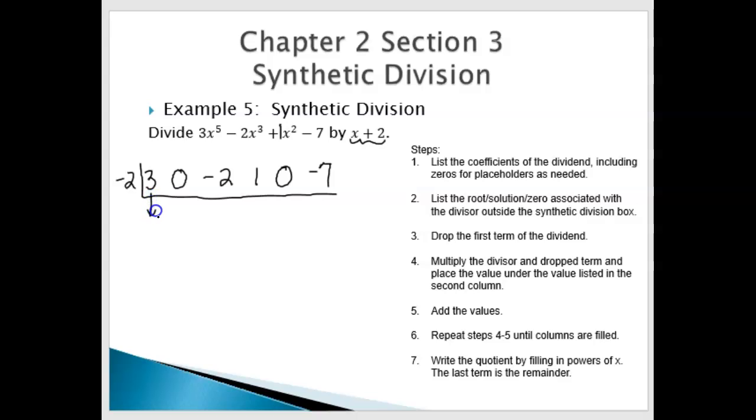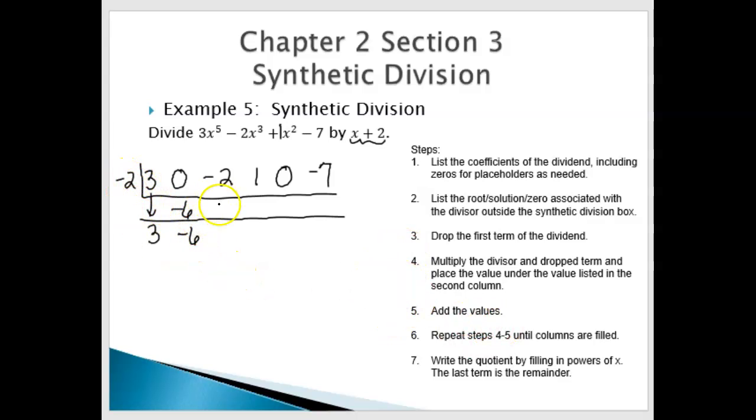All right, now we have to drop the first term of the dividend. So I'm going to take my 3 and I'm going to drop it. And I can just draw my line there because I know I'm going to be using it. Step 4, multiply the divisor, negative 2, and the dropped term, 3, and place the value under the value listed in the second column. Negative 2 times 3 is negative 6. So now we're going to add those. 0 plus negative 6 is negative 6. And then down here, add the values. That's what we just did. Now step 6 says just keep repeating steps 4 and 5. So keep multiplying, adding, multiplying, adding, multiplying, adding until you're done, right?